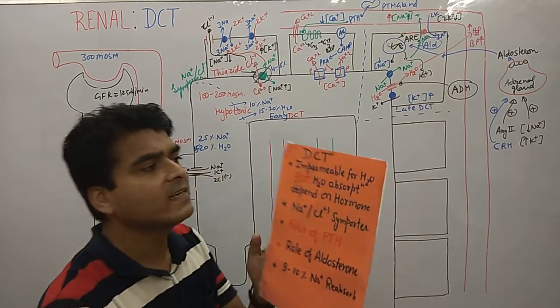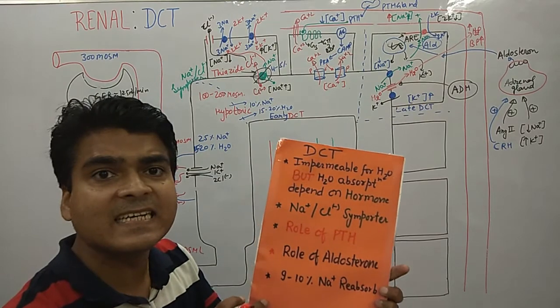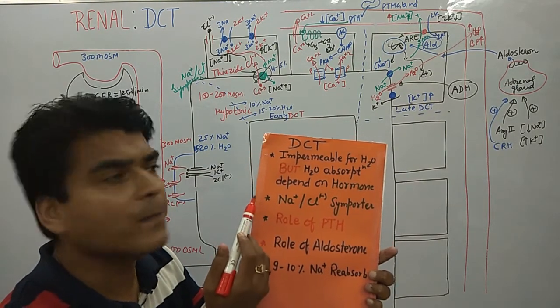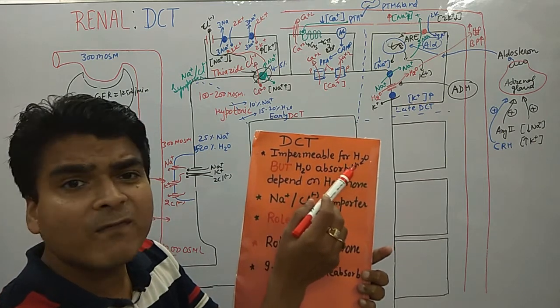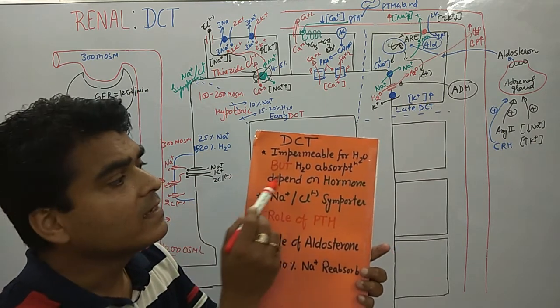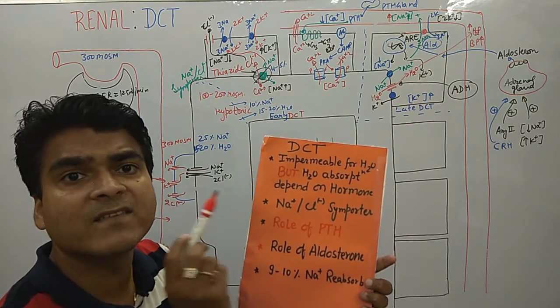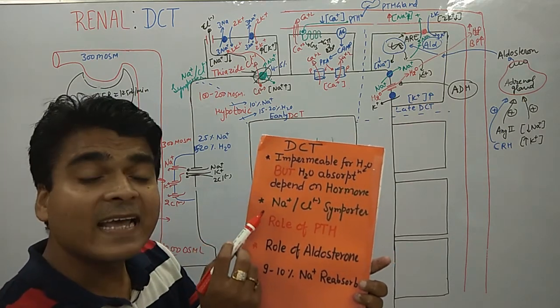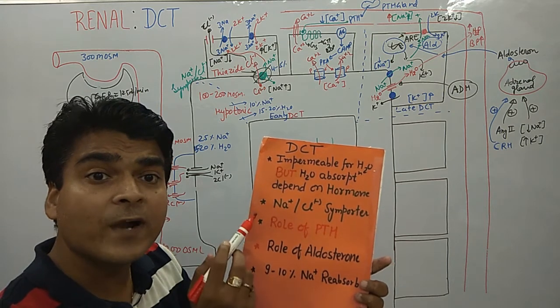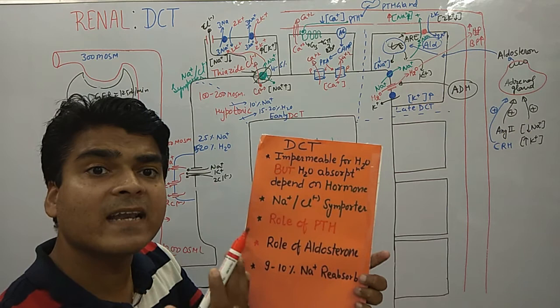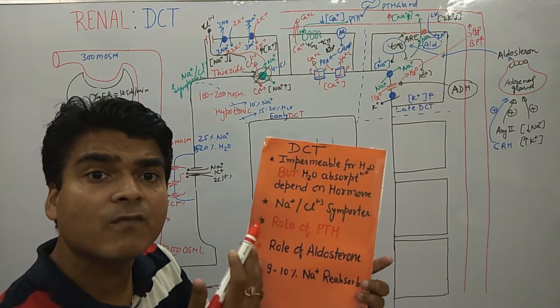Now look at here, this is about the DCT, and our first point to remember is that it is impermeable to H2O, but H2O absorption depends on the hormone release. Next is the sodium and chloride absorption. So how are sodium and chloride reabsorbed by the DCT, the distal convoluted tubule?